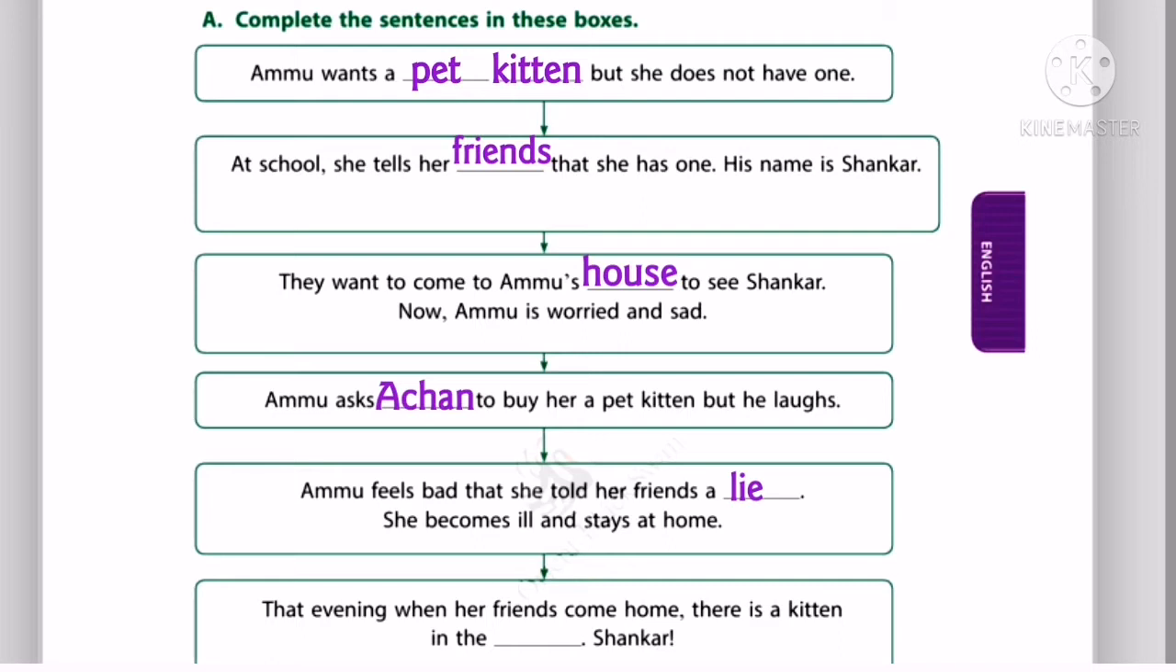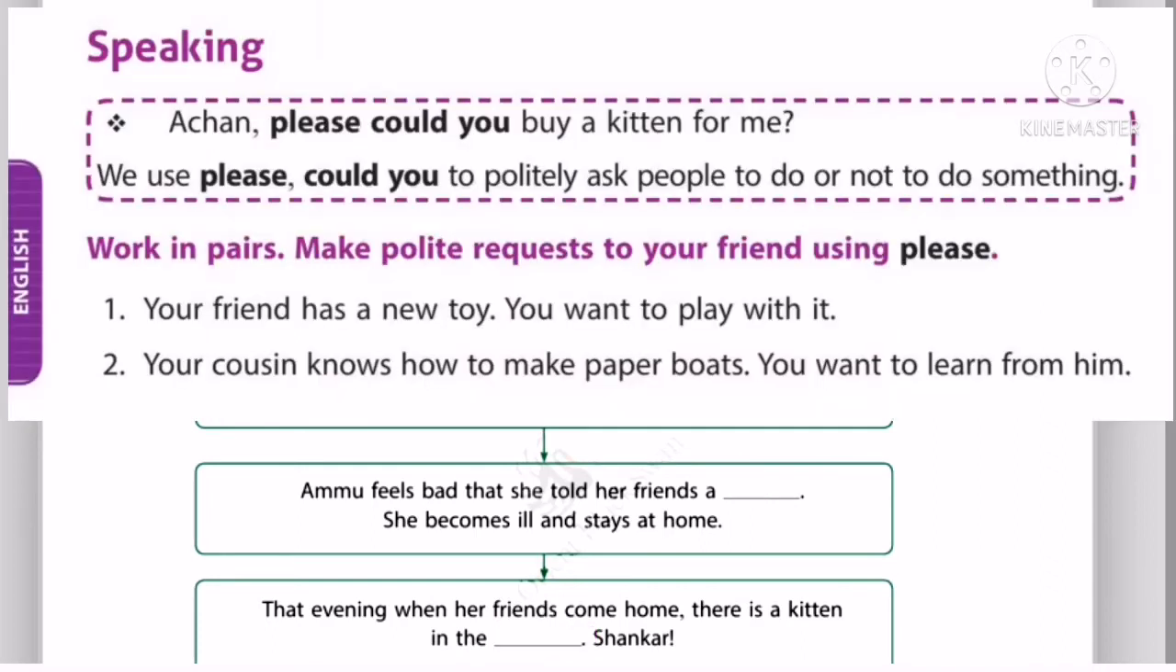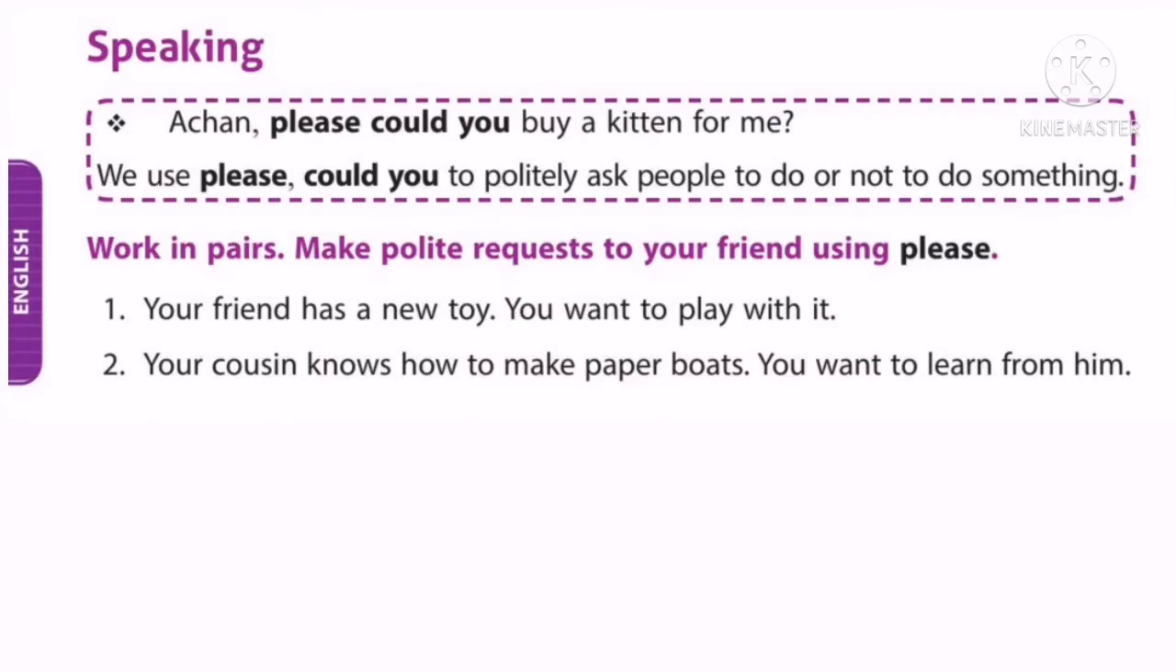Next one. That evening, when her friends come home, there is a kitten in the dash, Shankar. So that evening, Ammu's friends came to Ammu's house to see her. There they saw Shankar. So where did they see Shankar? In the garden. That evening, when her friends come home, there is a kitten in the garden. That is Shankar. Let's do the next activity, that is speaking.